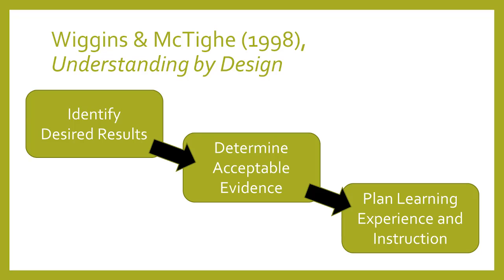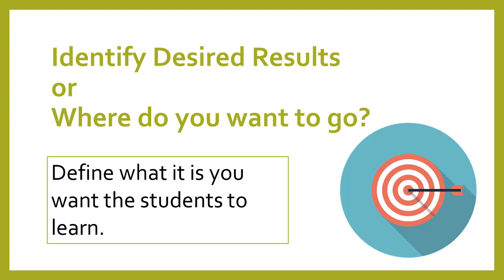Number 1, identify desired results. Number 2, determine acceptable evidence. Number 3, plan learning experience and instructions. Identify desired results, or where do you want to go? Create goals that define what it is that you want the student to learn, what you want them to come away with after the course.